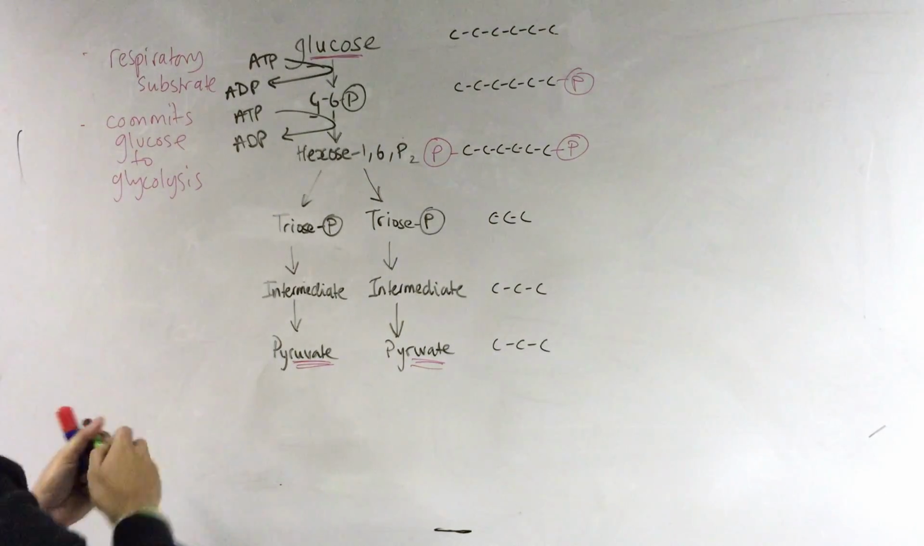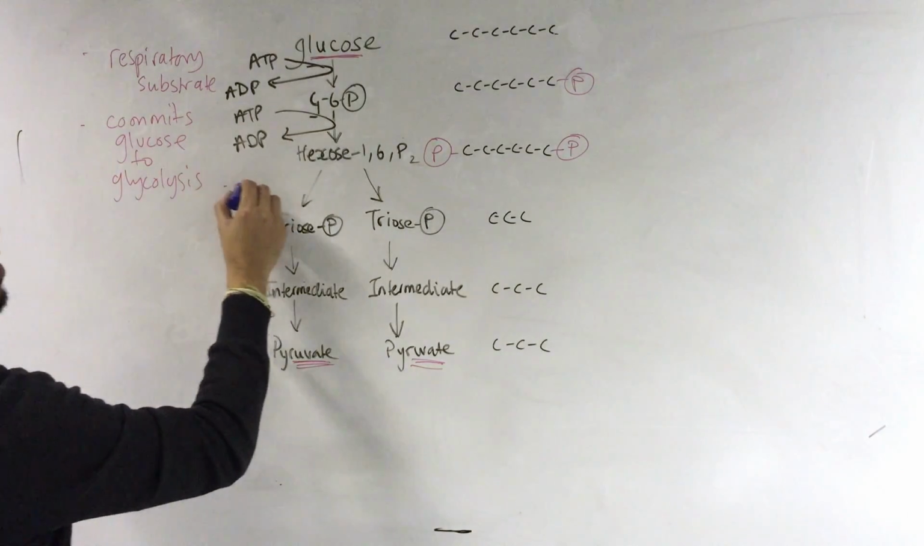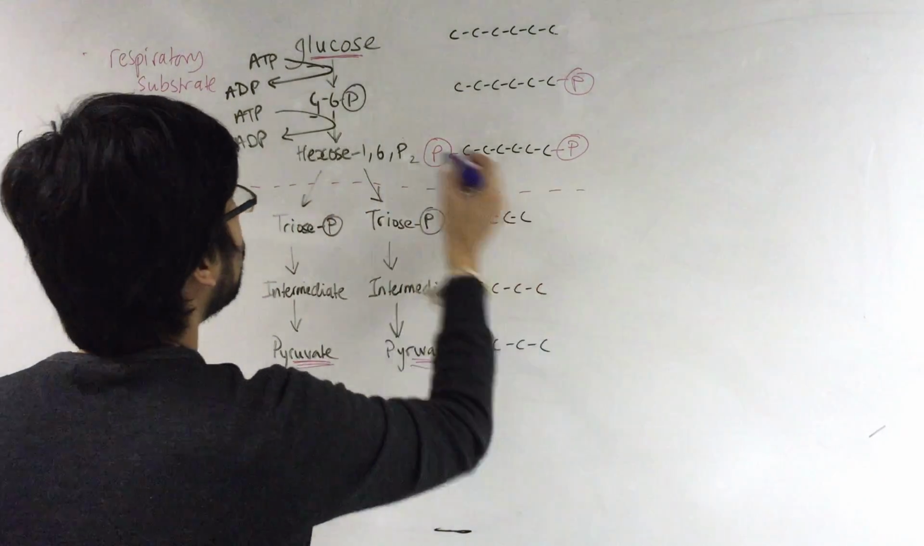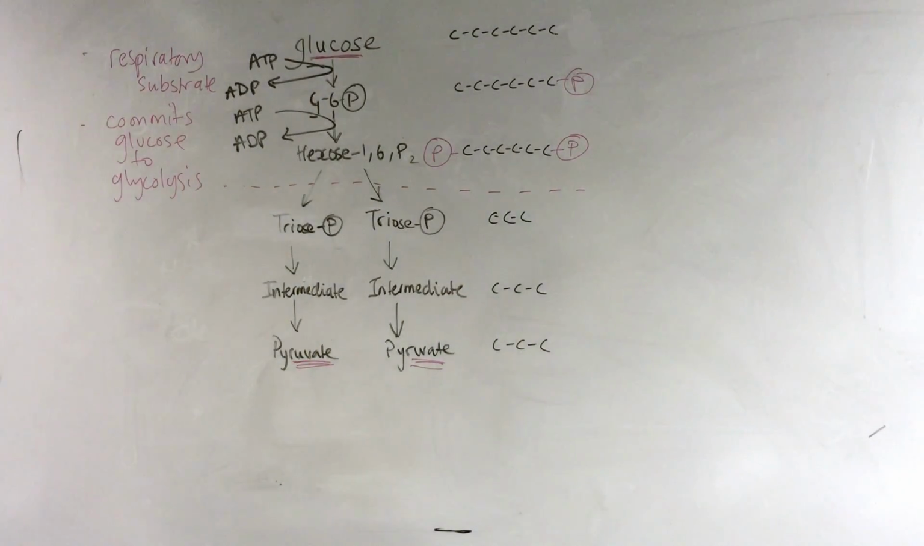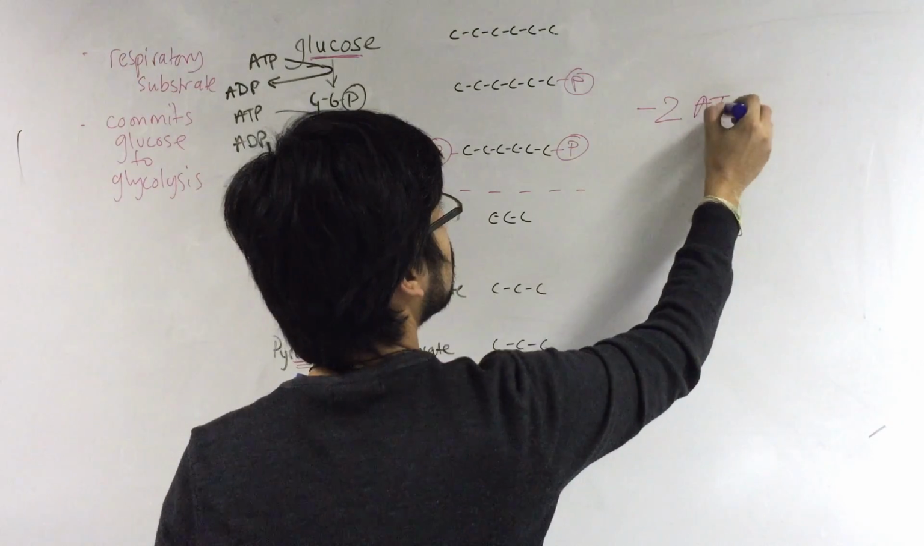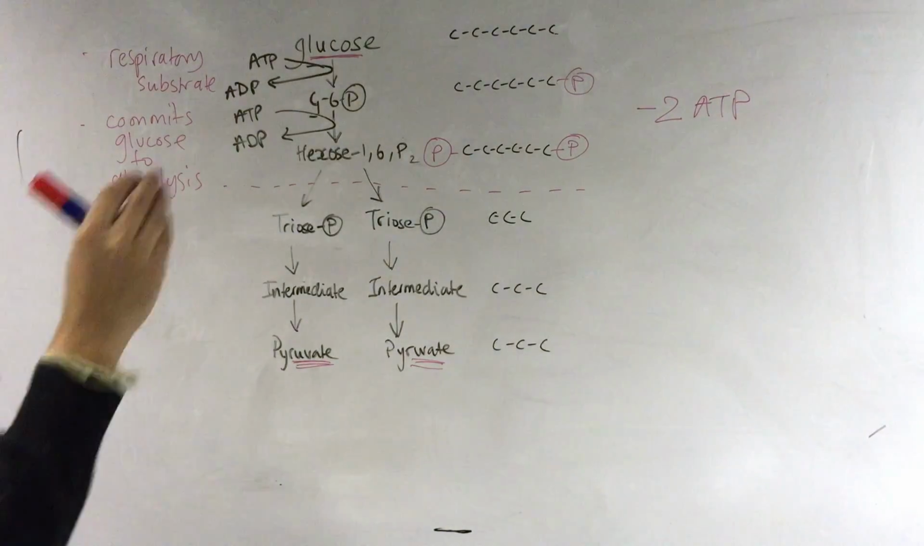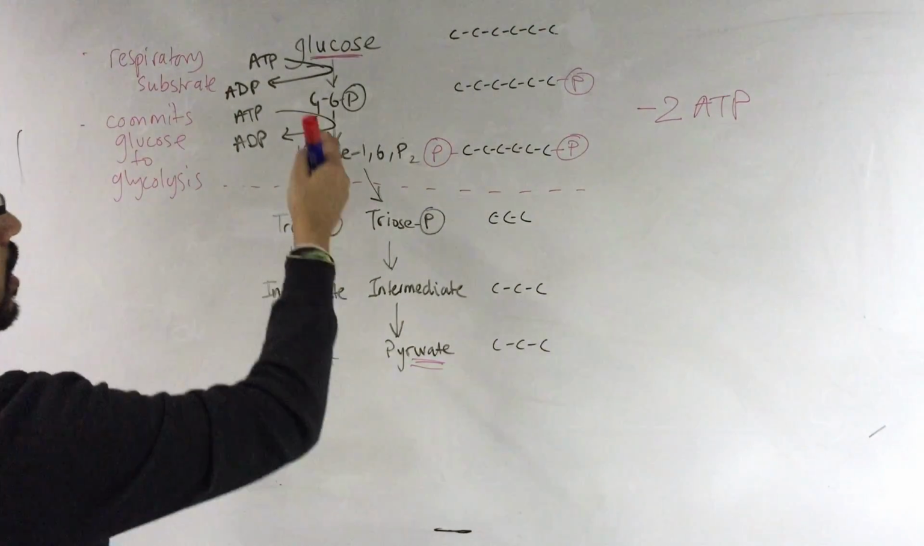And it's important to note that in the first stage of glycolysis, we have used up 2 ATP molecules. So -2 ATP. Okay, and that's important. But let's move on to the next stage now.